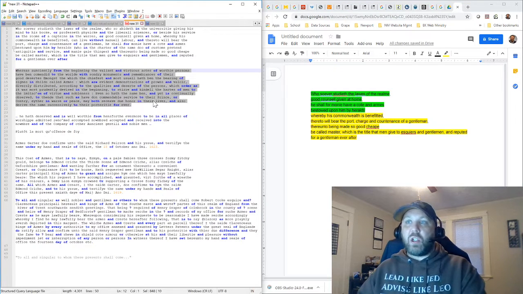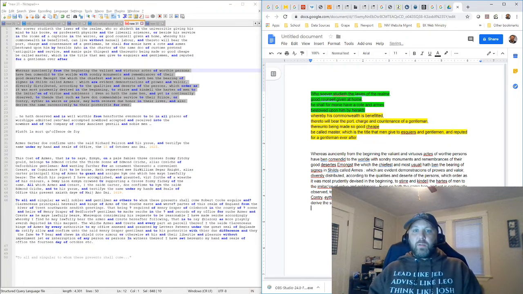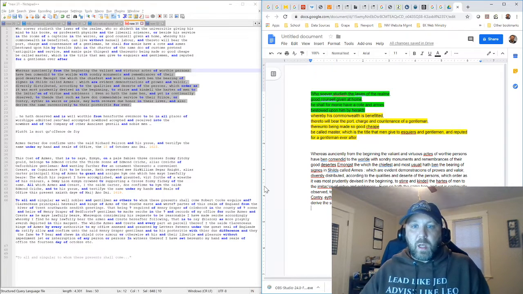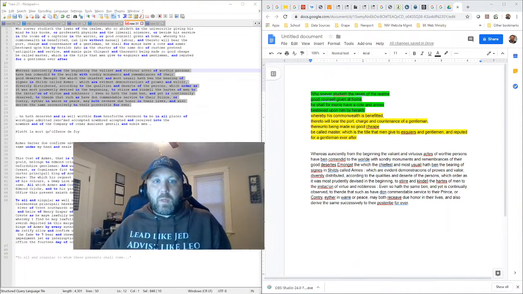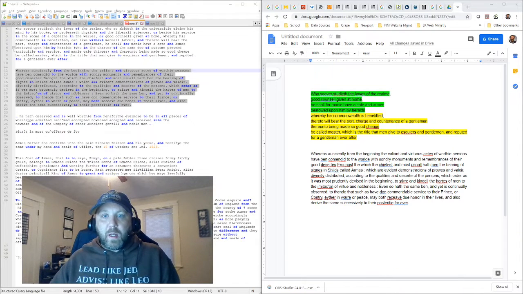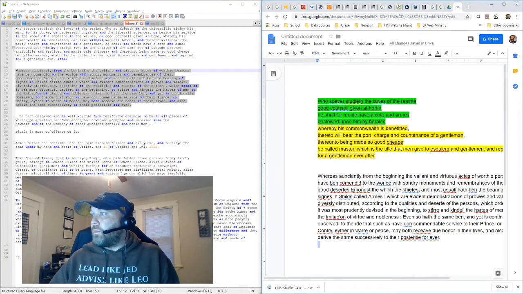So, whereas anciently from the beginning, and I do like this one. This one I really liked because it's got sort of, I'm going to move my camera here. It has sort of, the language is a little archaic, which I kind of liked.